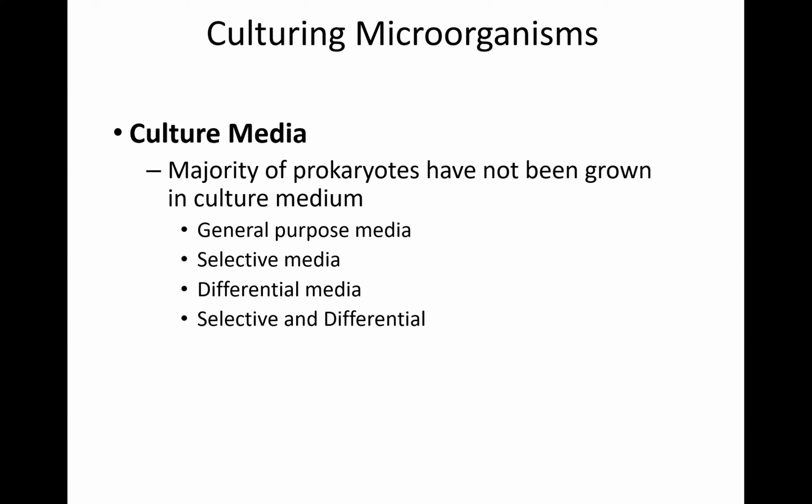Next, we have selective media, and this is media that will allow growth of certain organisms while inhibiting growth of others. So it's very selective in what it wants to grow. The differential media allows for lots of different types of growth to take place, but it allows you to see differences in the microorganisms that are grown on the same plate. And then finally, we have some media that can be both selective and differential.